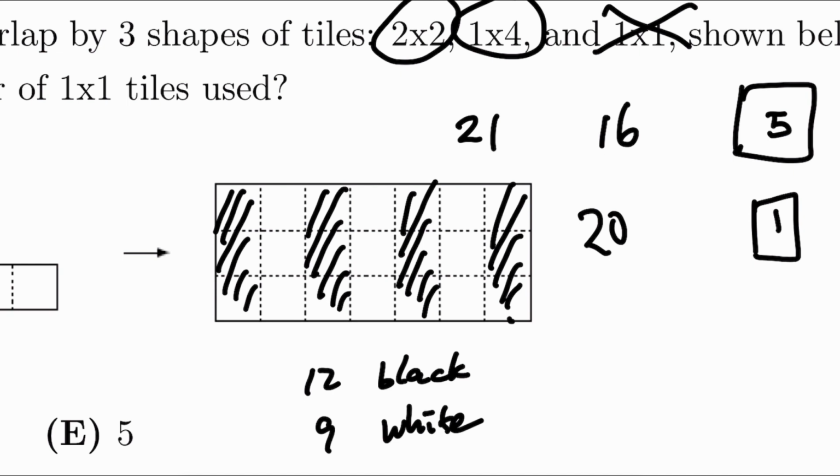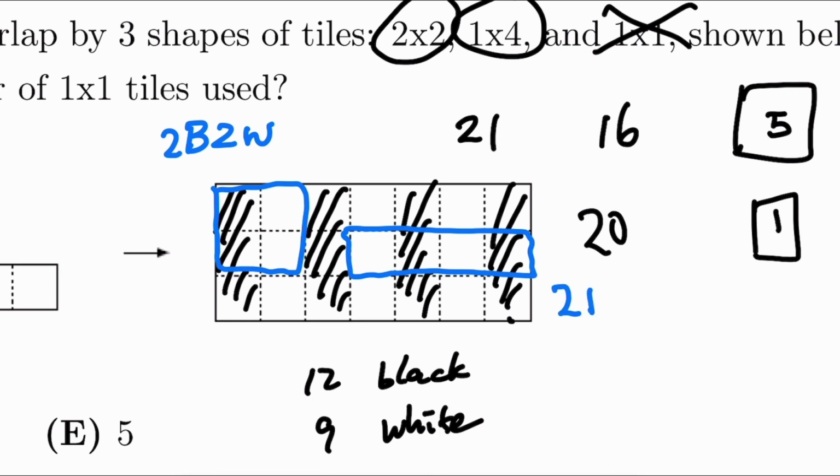Now, if we consider any 2x2 tile that we put on this grid, it is going to occupy 2 black and 2 white. If we consider any 1x4 we put on this grid, and remember we can only put it horizontally, it is going to be, again, 2 black and 2 white. Therefore, regardless of how many 2x2 or 1x4 cells we put in, the number of black and white cells is going to be the same.